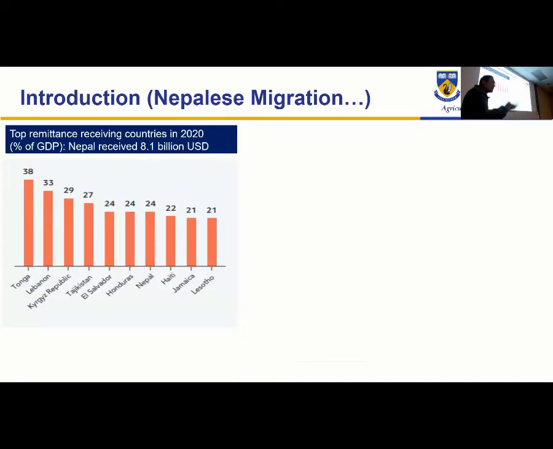With this large scale migration, Nepal has been able to receive a huge amount of remittance. In 2020, it received $8.1 billion US, and that accounts for about 24% of the total GDP. Nepal is the top recipient of remittance in terms of GDP in South Asia, and it is in 7th rank in the world in terms of remittance share to GDP.